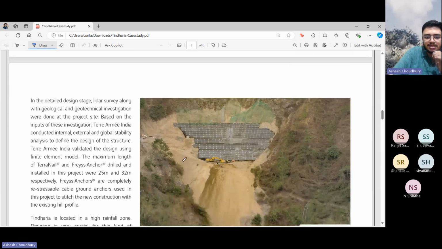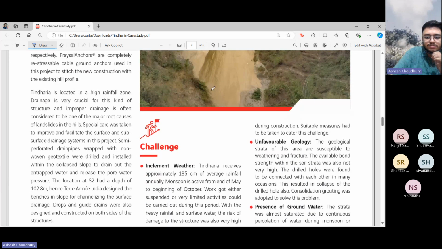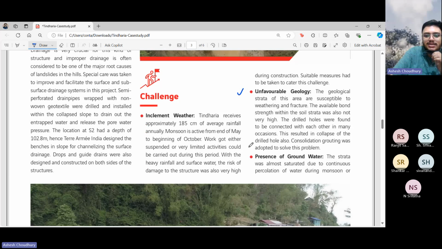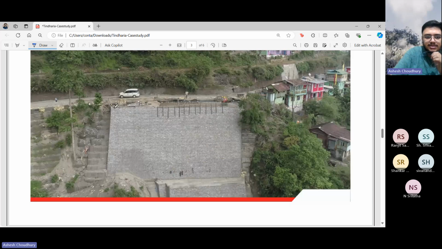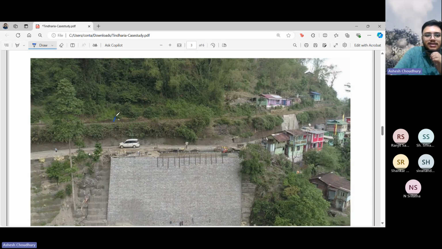So you can see this is the picture during the construction phase. All the details are given, you can see this. This is during the construction: this is the wall and this is the highway going, and here you have the railway line. This is the Darjeeling Himalayan Railway, passing like this. And here we have the highway at Tindharia.